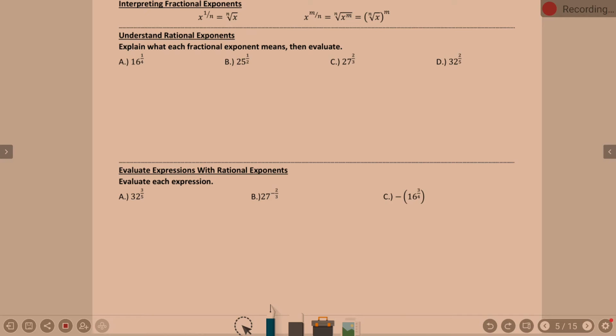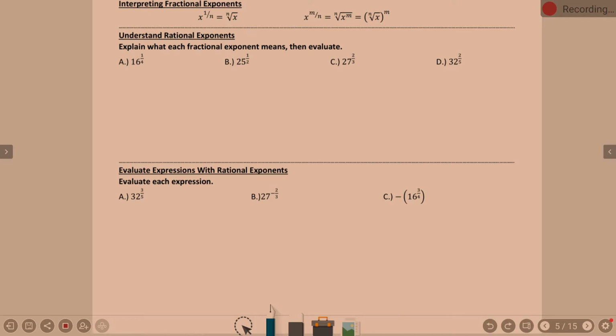And I have it written in two different ways. It could also be the nth root of x raised to the m. So we're going to work a little bit with, okay, what does this mean, and evaluate. What does this simplify to be? So, 16 to the 1/4 power. Thoughts? What do I mean by 16 to the 1/4 power?